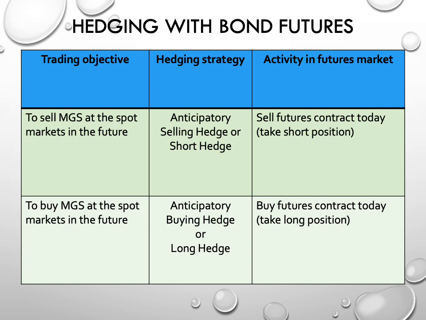So how to choose your hedging strategy? It is based on your trading objective. If you plan to sell MGS at the spot market in the future, then you use short hedge strategy. If you plan to buy MGS at the spot market in the future, then you need to use long hedge strategy.